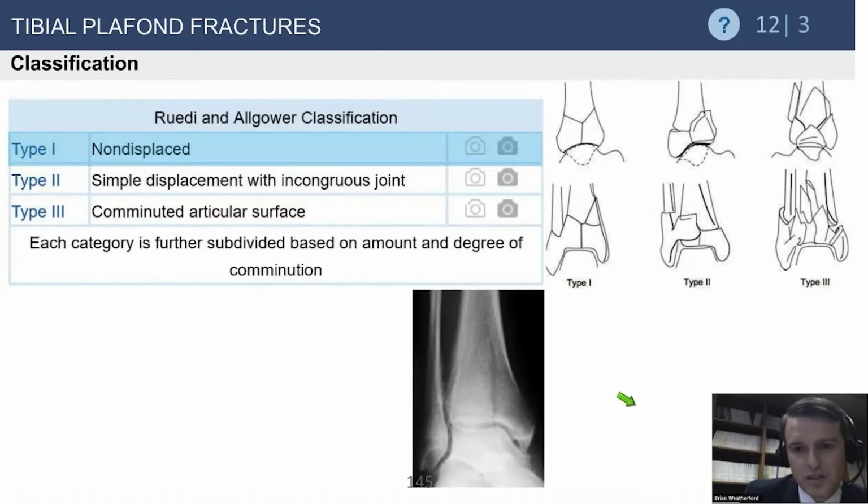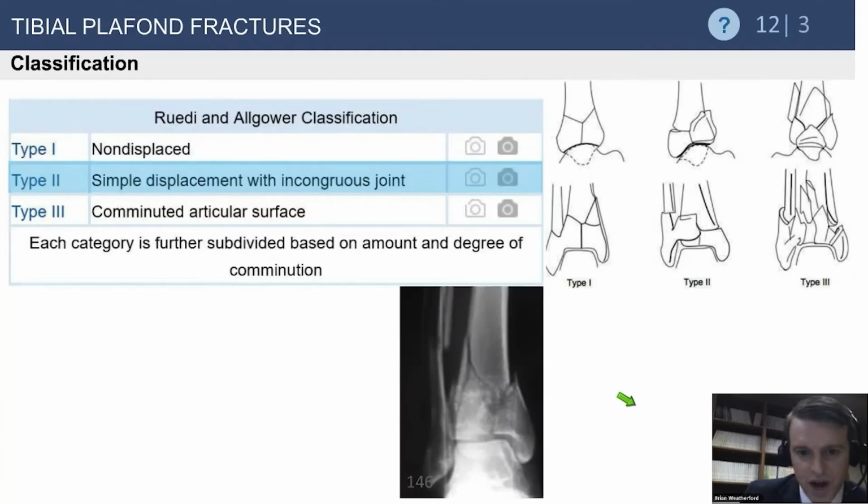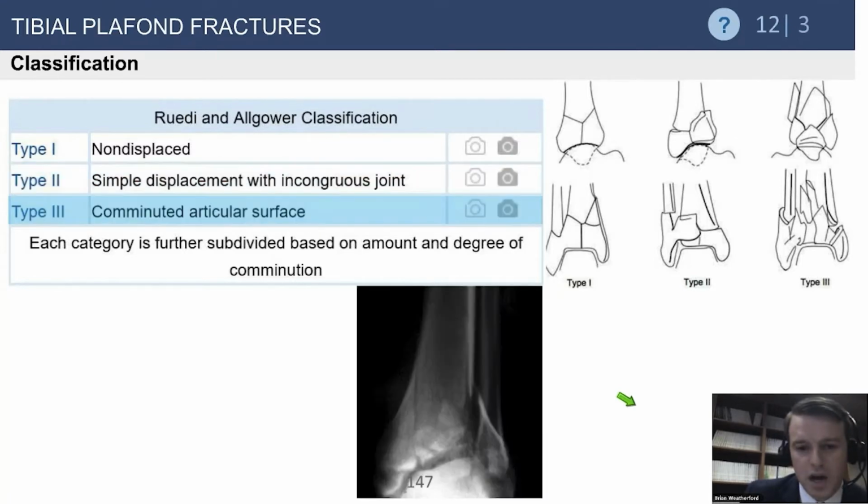So type 1 is essentially a non-displaced fracture. Type 2 is a simple articular fracture. Okay, so it has a simple fracture component, but the joint is incongruous, meaning that there's displacement of the articular surface. And then type 3 has comminution of the articular surface. So that's analogous to a C3 fracture of the tibial plafond.